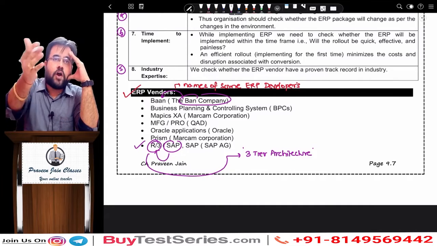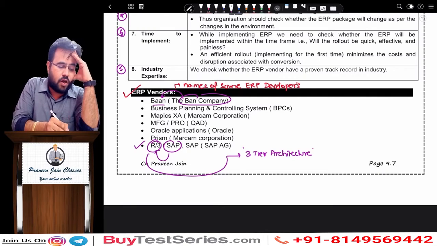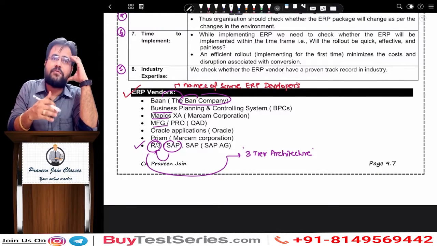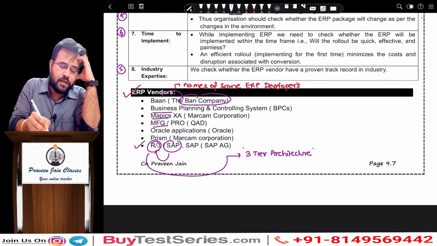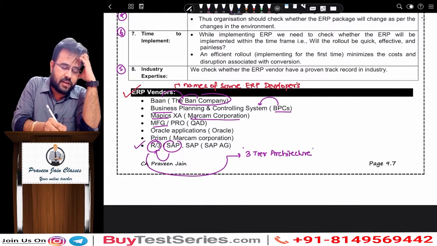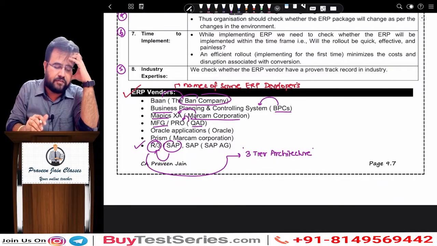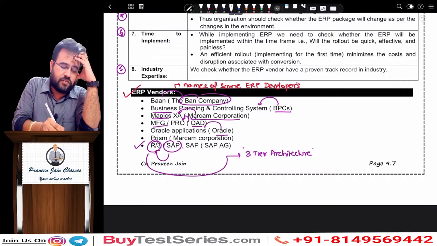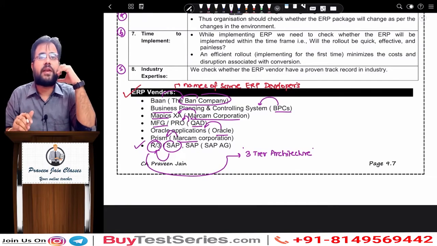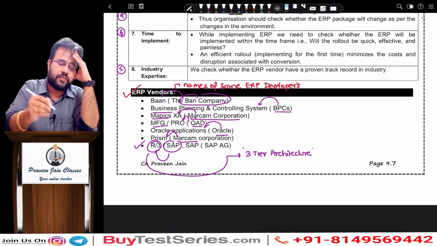Remember, all these are ERP software. Names are different. We all are human beings, but your name is something, my name is something, sir. Similarly, all these are ERP software only, but the names are different, given by different companies, sir. BPCS, they have named their ERP software as Business Planning and Controlling System. Marcam Corporation has named this as Mapics XA. Qad has named it as MFG/Pro. Oracle has named their software as Oracle Applications. Again, Marcam, sir, they have also developed one more software by the name Prism. So what are all these, sir? ERP software, sir. Clear, child?